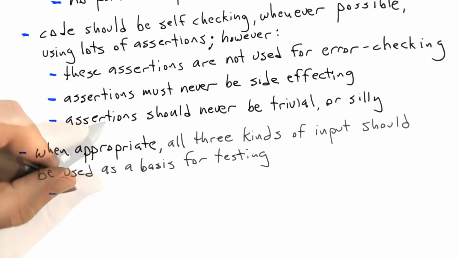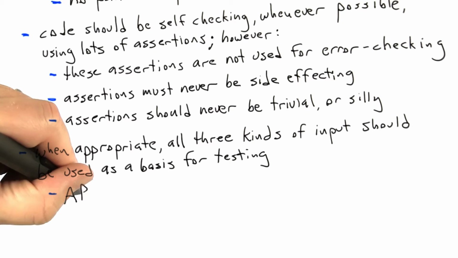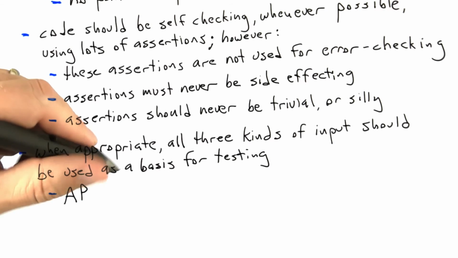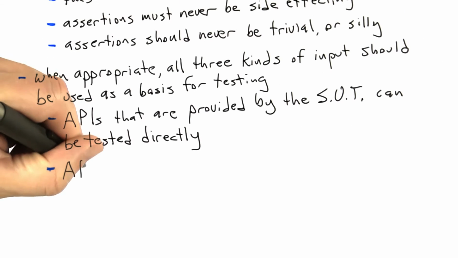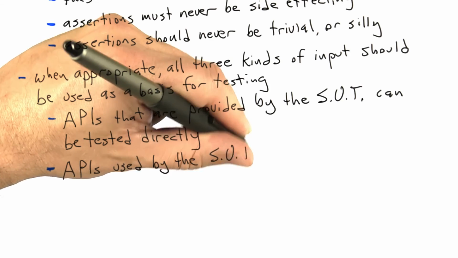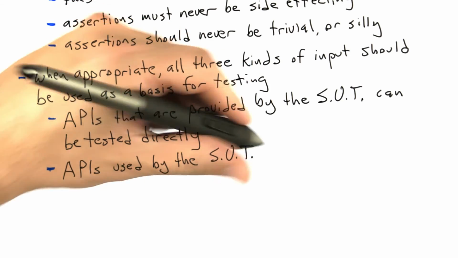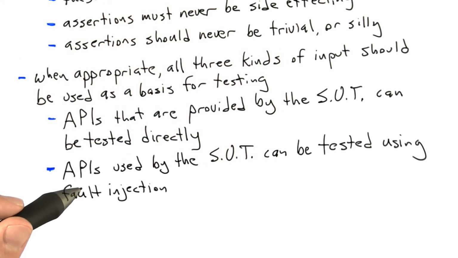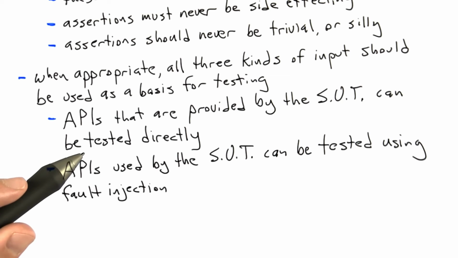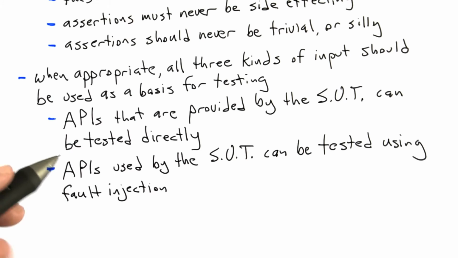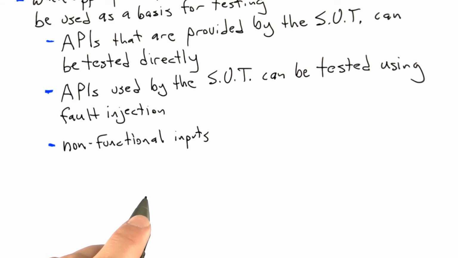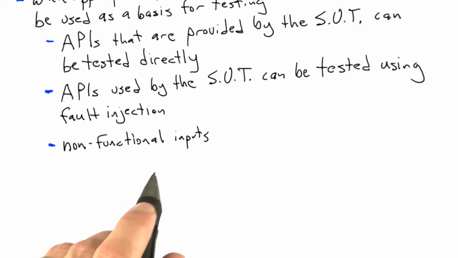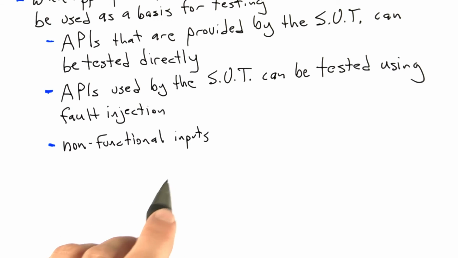When appropriate, all three sources of input to a piece of software under test should be used as a basis for testing. Those include the obvious APIs provided by the software under test, which can be tested directly. APIs used by the software under test can be tested using fault injection techniques. Recall that these are things like substituting the library that provides these APIs with a different library that injects faults, or perhaps just hacking the layer underneath to inject faults. Finally, non-functional inputs, such as thread schedules, need to be tested using whatever method you can get that will work to actually test these things.